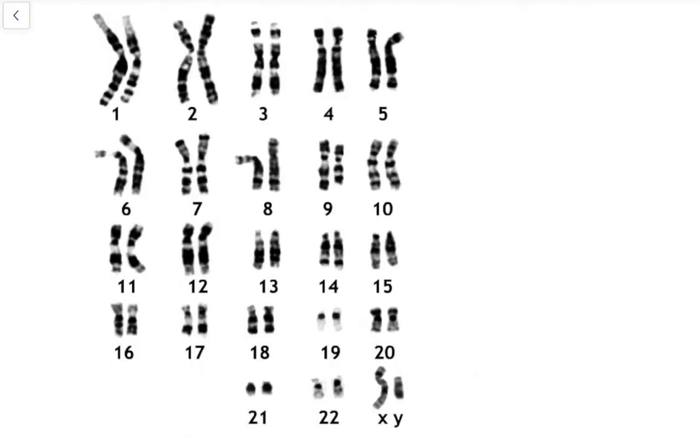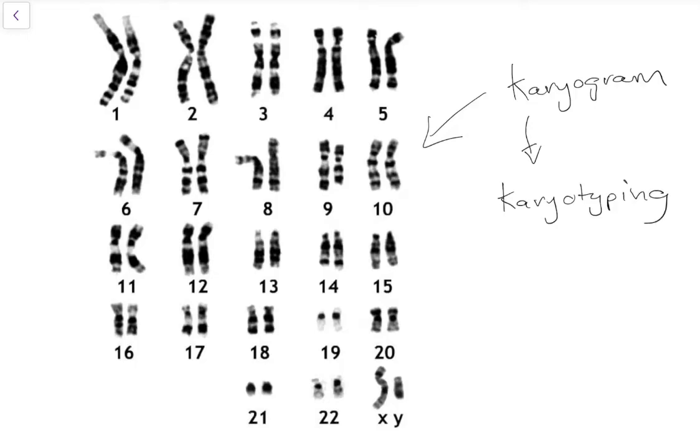Have a look at this. This is a karyogram, and it's made through the process of karyotyping. Karyotyping is taking an image of all the chromosomes, and we would only see these chromosomes during cell division. So during cell division, they take a photo down a microscope and they arrange all the chromosomes together. So we'd never see them just like this underneath a microscope.